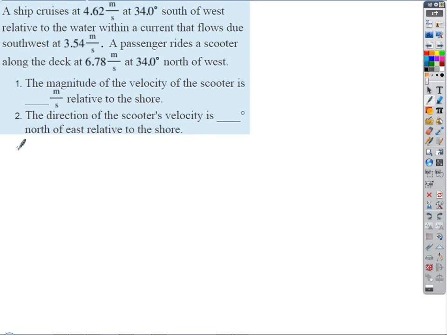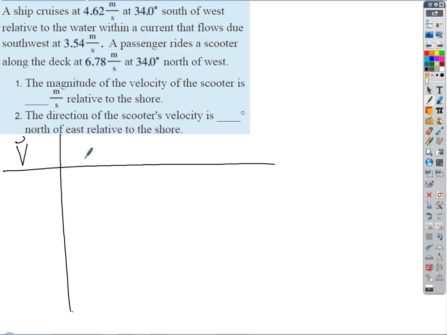So remember our table. We're going to have 3 columns. We've got the vector column, the x component, and the y component, right? And then we have to take each of these vectors individually and break it into components. Okay, so first one. What do we got for the first one here?